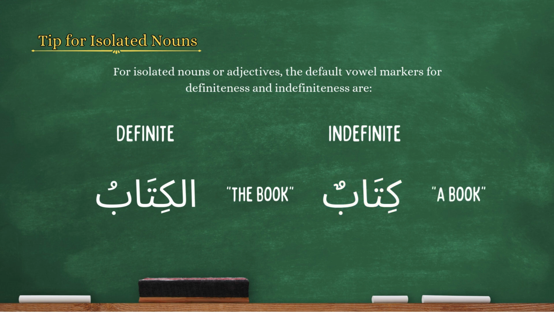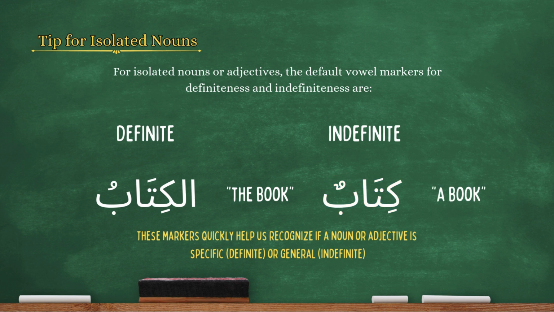Second, indefinite, using tanween damme at the end, as in kitabun, meaning a book. These markers quickly help us recognize if a noun or adjective is specific, definite, or general, indefinite.